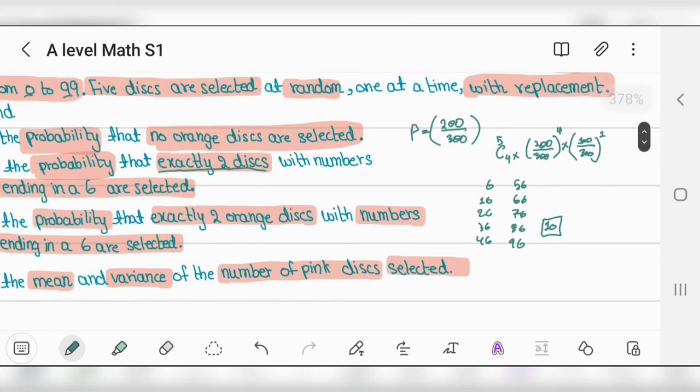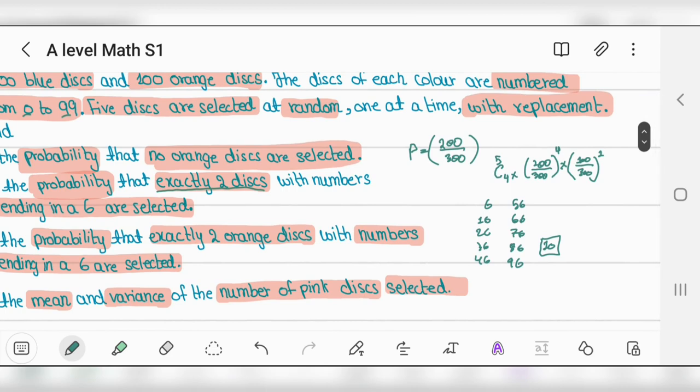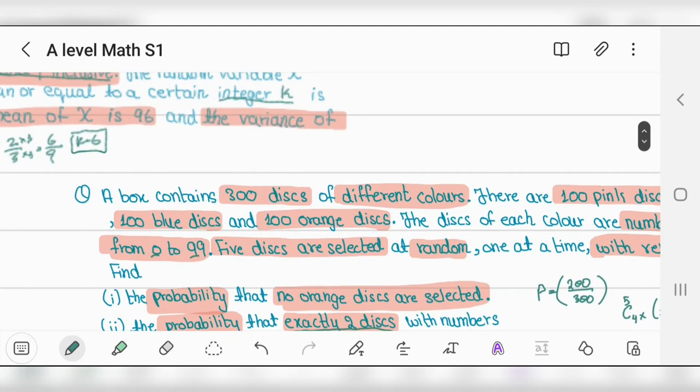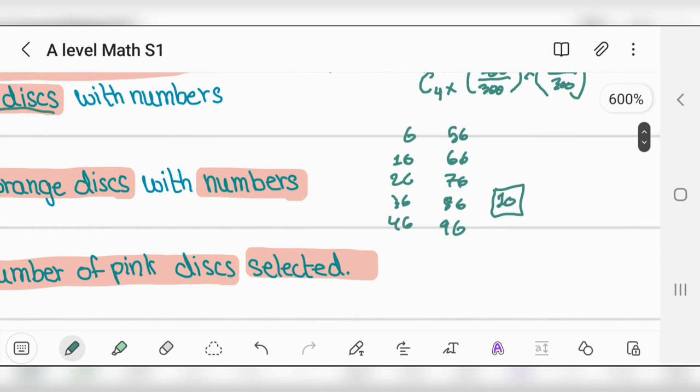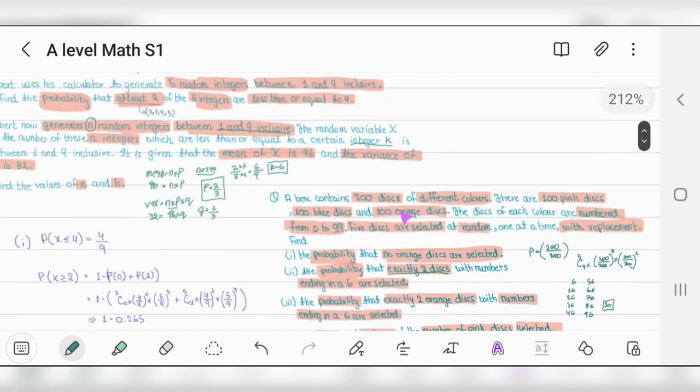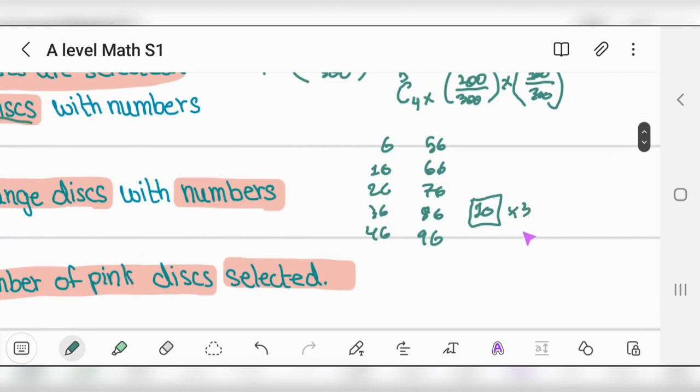Okay. Alright. And so, since there are 10 numbers in each hundred of these discs, but since there are 300 discs, it's going to be multiplied by 3. So it's 30 upon 300 as the probability of success.